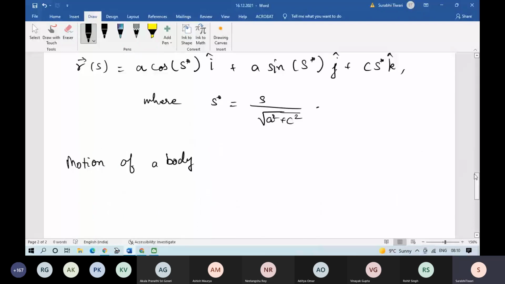So, motion of a body or particle on a curve.